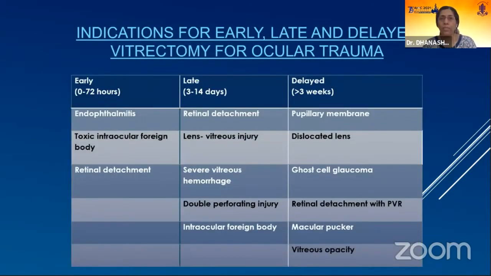So let us look at the indications for early, intermediate, and late interventions. Early vitrectomy, that is within 72 hours, is required if you suspect endophthalmitis, presence of toxic intraocular foreign bodies, or retinal detachment. Late vitrectomy, that is between 3 to 14 days, is done for retinal detachment, lens injuries, severe vitreous hemorrhage, double perforating injury, or intraocular foreign body. And a delayed vitrectomy is possible if you have just a pupillary membrane, a dislocated lens, ghost cell glaucoma, RD with PVR, macular pucker, or simple vitreous opacities.